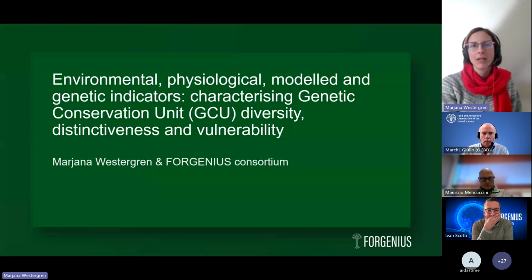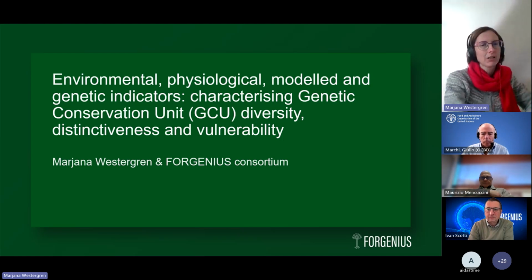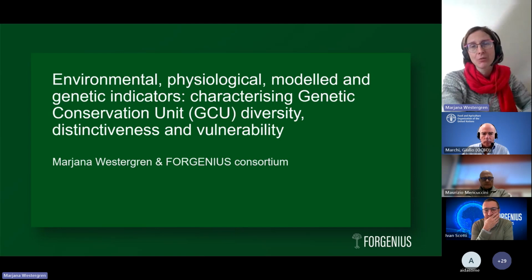I will be talking today about environmental, physiological models and genetic indicators, how they are used to characterize gene conservation units, and how the process of selecting these indicators went. Now, this is maybe not the most sexy topic for researchers, but I think it's a really important one, because if we don't have any way to describe the genetic resources, we don't know what is happening with them, and it is essential to have some kind of descriptors to do that and to monitor their state.